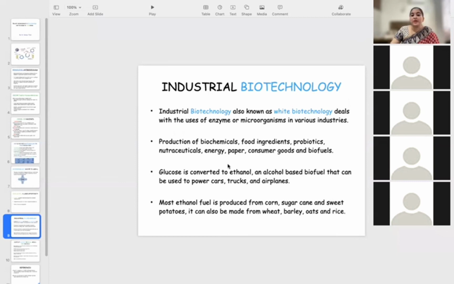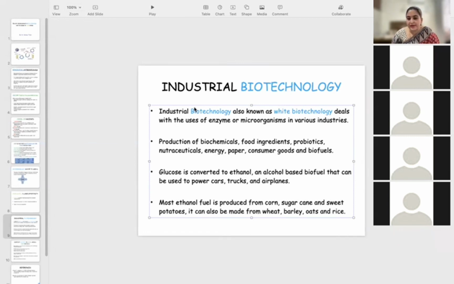Next comes industrial biotechnology. So this is actually the application of biotechnology. They harness the cellular and biomolecular characteristics of biology and use it for industrial purposes, so that the planet can be made safer and our lives can be made easier. This industrial biotechnology is also called white biotechnology, and deals with the uses of enzymes or microorganisms in various industries. So production of biochemical food ingredients like probiotics, nutraceuticals, energy, paper, consumer goods, and biofuels.